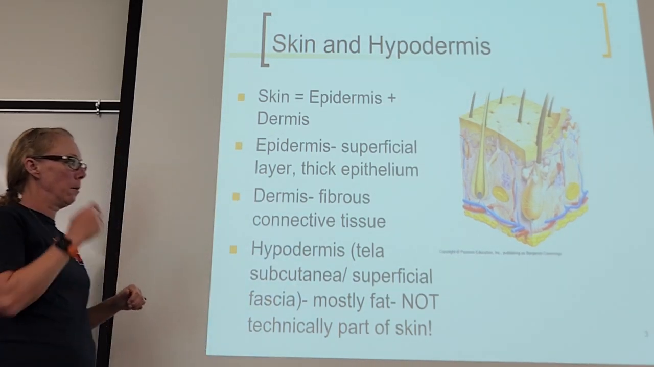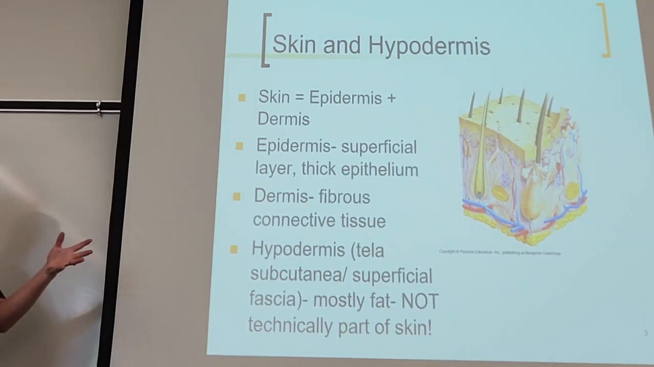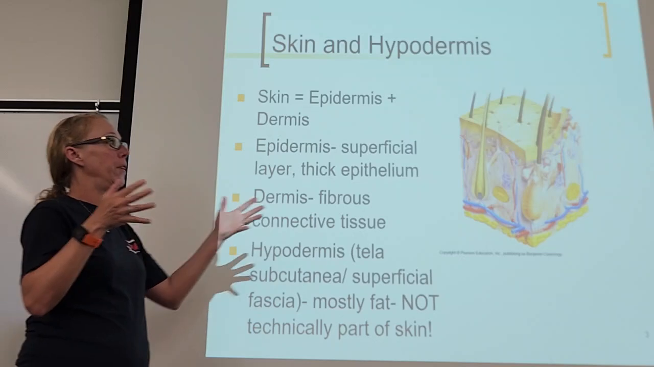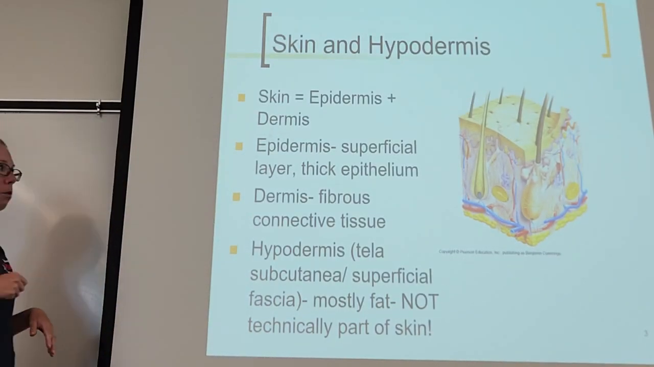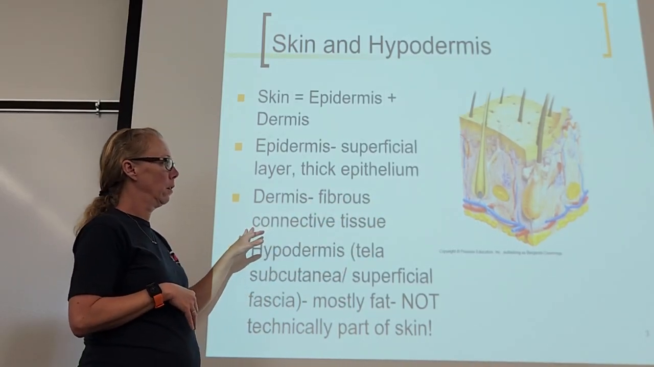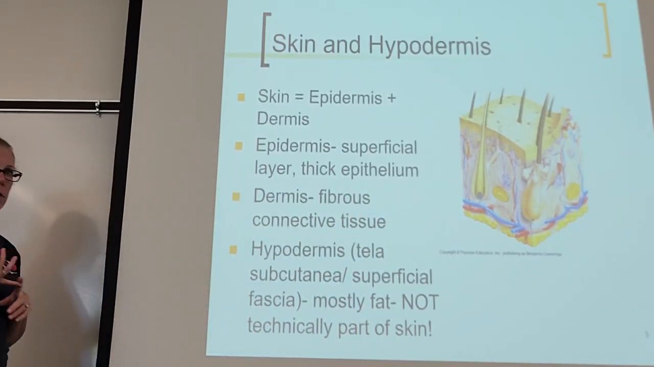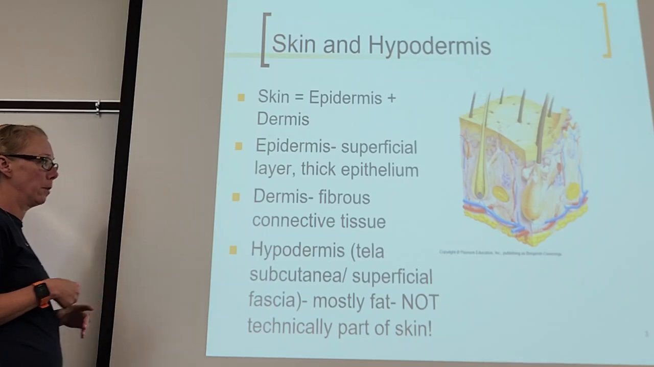Just deep to that is the dermis. The dermis is going to be a layer of connective tissue. Wherever you find epithelial tissue, just deep to that you're going to find a layer of connective tissue to provide structural integrity and also to feed the epidermis, because the epidermis does not have blood vessels. So the epidermis gets its nutrients from the connective tissue below it. And the dermis is going to be dense irregular connective tissue. So when you were looking at dense irregular connective tissue in lab, that was in the dermis layer of the skin.